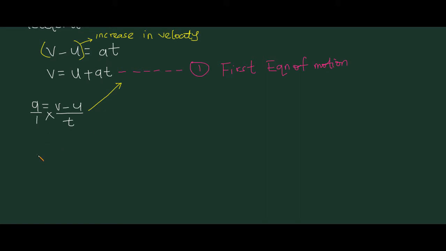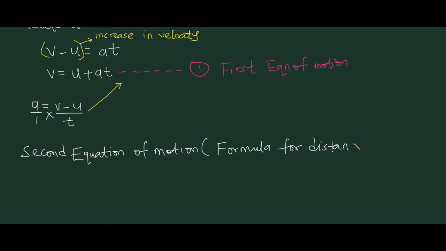So for the second equation of motion, it is also known as the formula for distance moved in a specific direction, or we can say the formula for displacement in short.